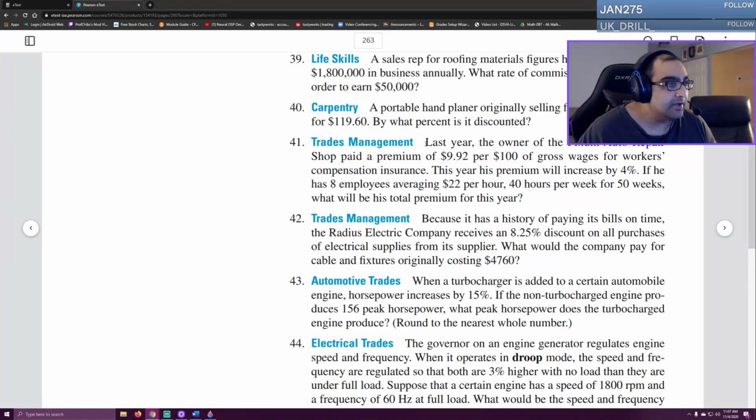Last year, the owner of Fixum Auto Repair Shop paid a premium of $9.92 per $100 of gross wages for workers' compensation insurance. This year, his premium will increase by 4%. If he has 8 employees averaging $22 per hour, 40 hours per week for 50 weeks, what will his total premium be for this year?